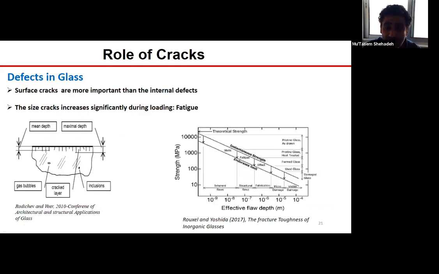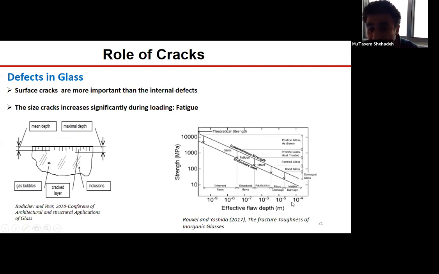So this brings us to the role of cracks, crack size, crack distribution. The presence of the cracks, their length, their distribution is what determines the mechanical response, the fracture strength of the samples. And here is a figure that shows how the strength changes with the depth of the flaw or the crack in samples of different types of glass, including glass fibers, heat-treated glass, damaged glass that are used in many engineering applications.